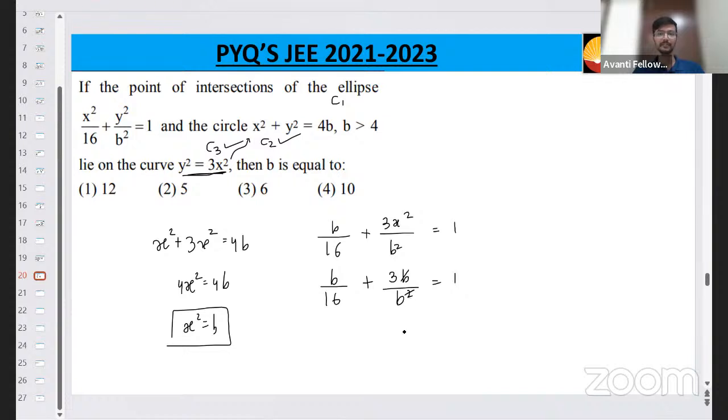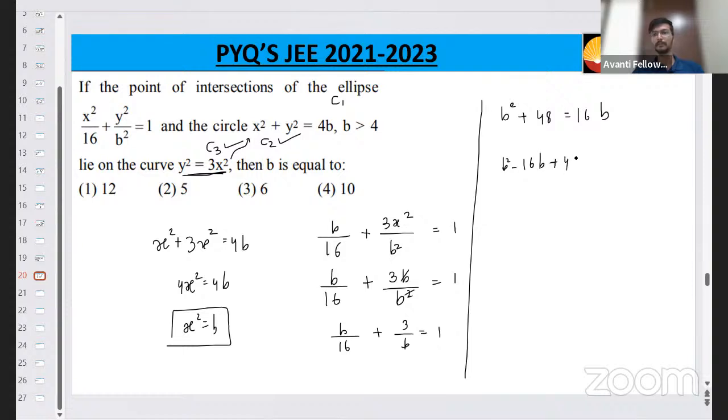One of the b will get cancelled. So I'll get b upon 16 plus 3 upon b equals 1. If we take LCM, I'll get b square plus 48 equals 16b. So b square minus 16b plus 48 equals 0. 12 fours are 48, minus 12, minus 4. So (b minus 12)(b minus 4) equals 0. We got two values of b: b equals 12, b equals 4.